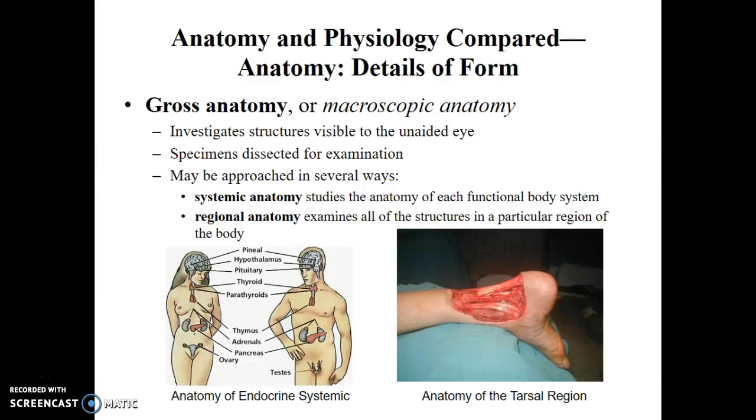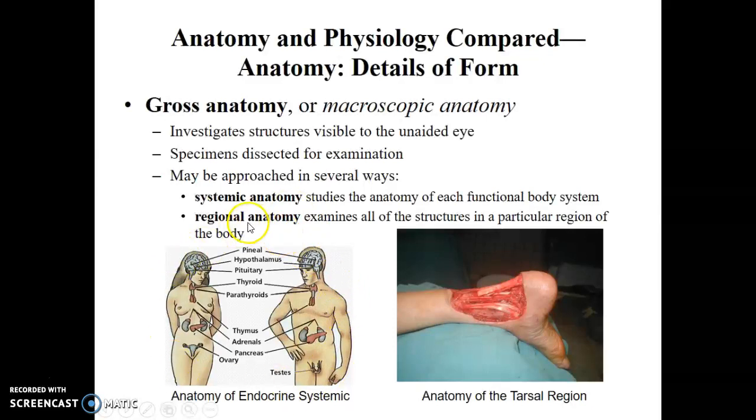So with systemic anatomy and physiology, we look at the organ system as a whole. And in this case, this is the endocrine system. These are different endocrine organs, which would be studied by an anatomist. And then we'd study the function of the organs and the hormones produced in physiology.